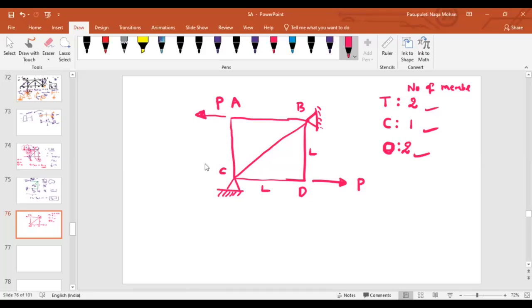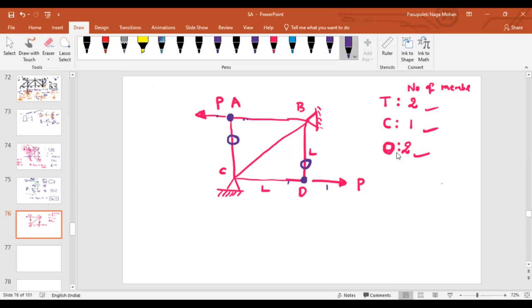At least I hope you can find zero force members easily. So BD and AC are zero force members, sir. If you look at this joint, you can see these two are collinear. This is a non-collinear member, so this is a zero force member. Even at this joint, these are collinear and this is a non-collinear member. So the force here is zero. Right? Is it right or wrong? Yes, right, sir.